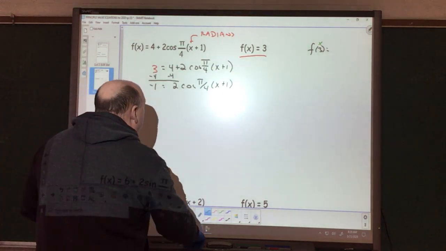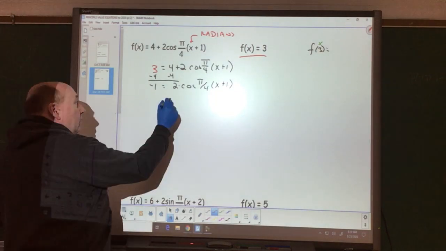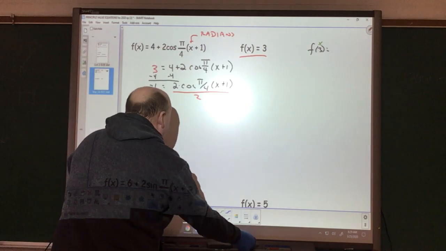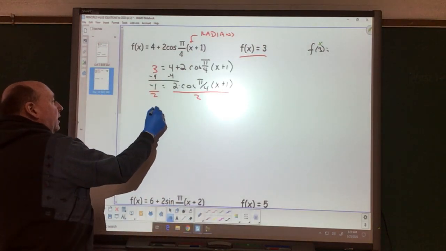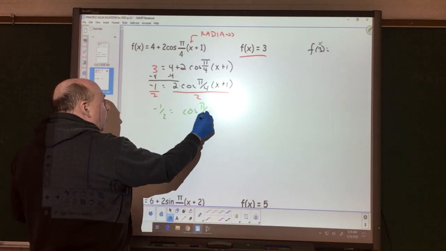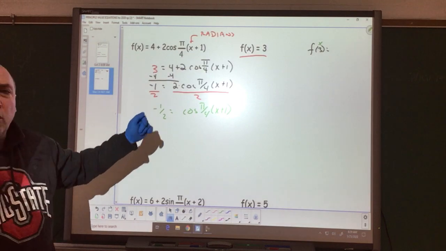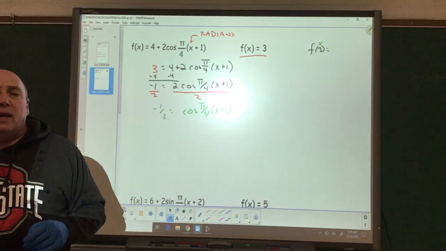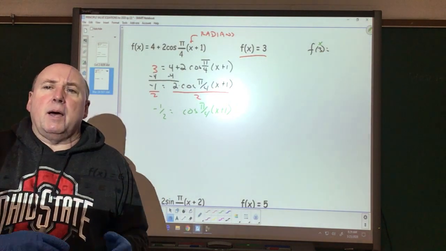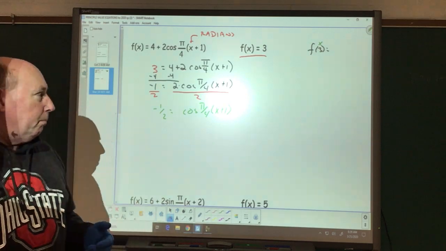Our next step is to divide by 2. Once again, I would suggest just leaving it as negative 1 over 2 is equal to cosine of (pi over 4 x plus 1). I wouldn't worry about trying to get a decimal at this point. Just leave it as a fraction, because the next step will take care of the fraction and we'll be able to get a decimal at that point.